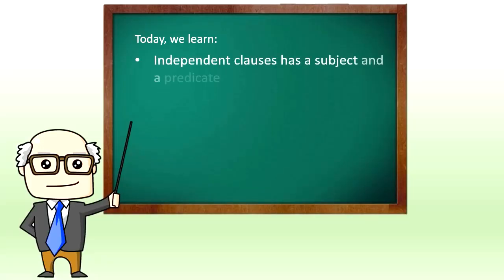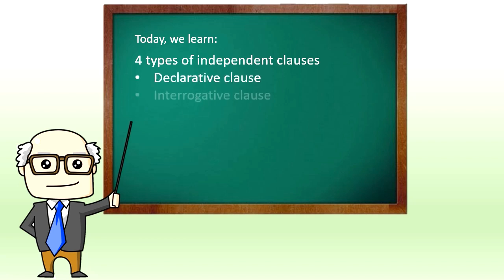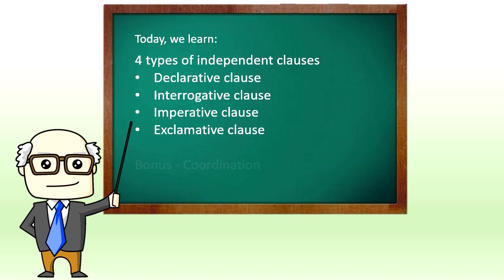Today we learned independent clauses have a subject and a predicate. It can stand alone. We also learned 4 types of independent clauses: declarative clause, interrogative clause, imperative clause, exclamative clause. As a bonus, we also learned about coordination.